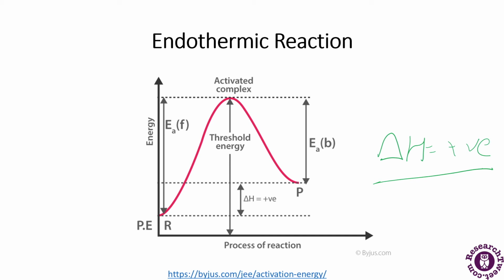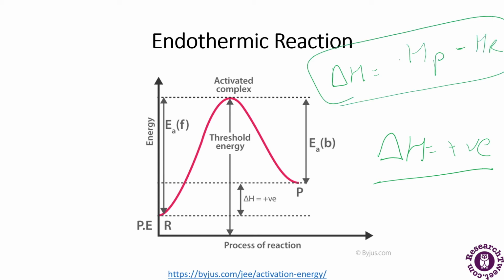Here, delta H is the enthalpy of the product minus the enthalpy of the reactant. So this is the formula for the endothermic reactions.